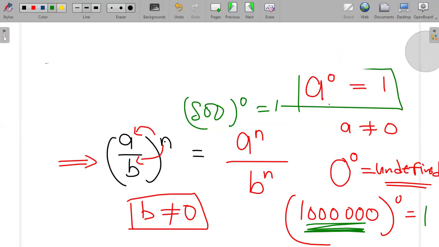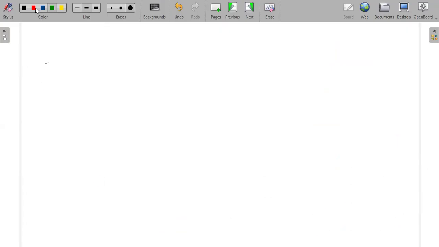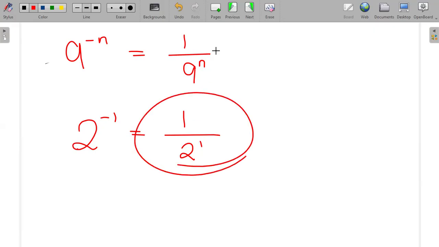And then the other one is the rule that involves the negative power. If I have A raised to a negative power like minus n, this will always be 1 over this same thing, but with the positive power. So it will be A to the power positive n. Meaning if I have 2 to the power minus 1, this is the same as 1 over 2 to the power 1. So 2 to the power minus 1 is just the same as half.